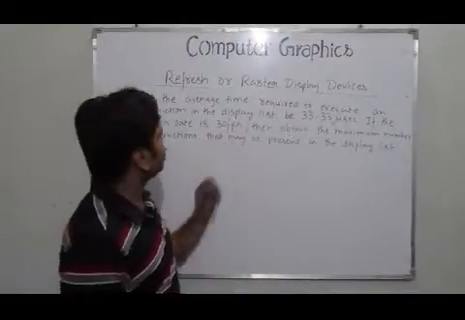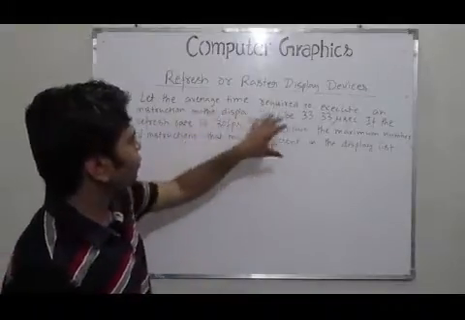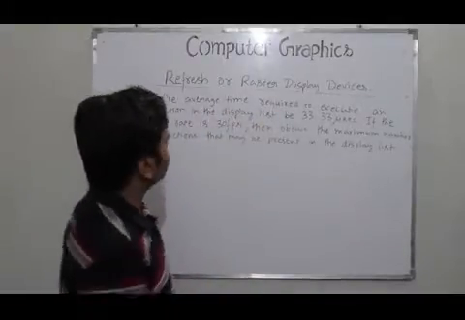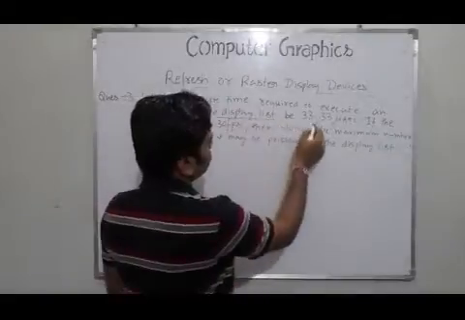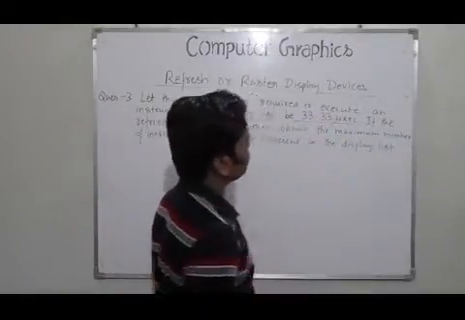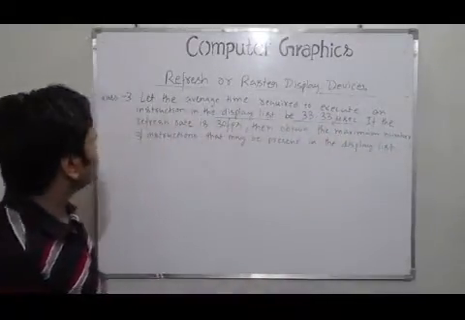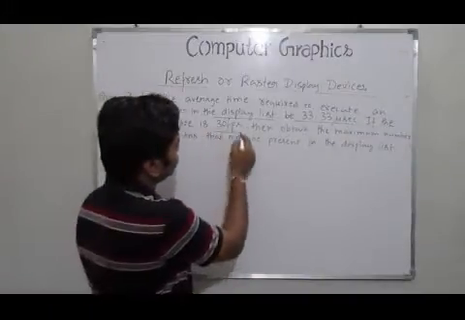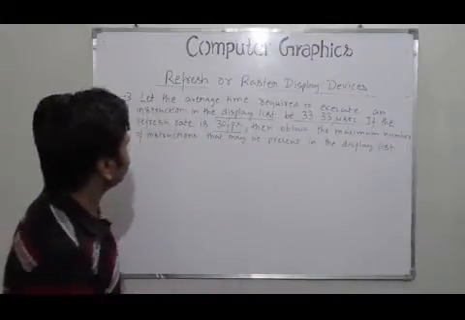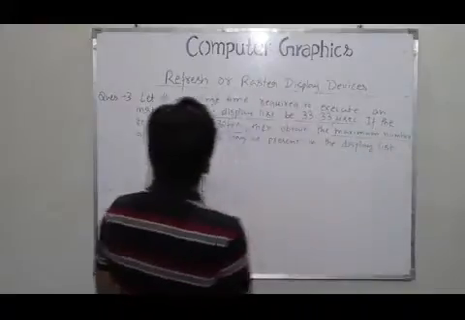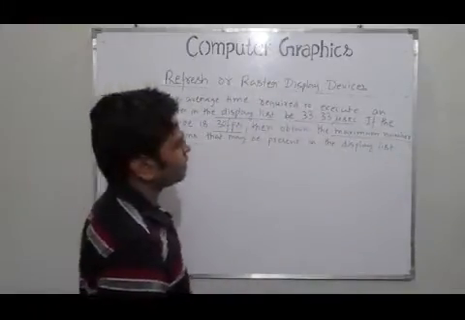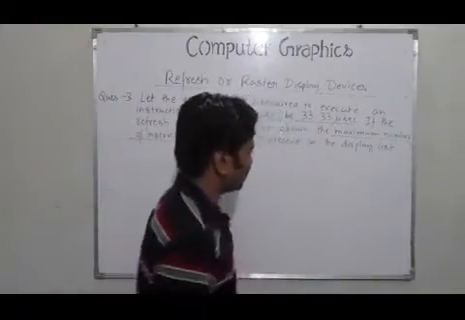So this is another question we have. The average time required to execute an instruction in the display list is 33.33 microseconds. If the refresh rate is 30 frames per second, then obtain the maximum number of instructions that may be present in the display list. So what is the idea here?